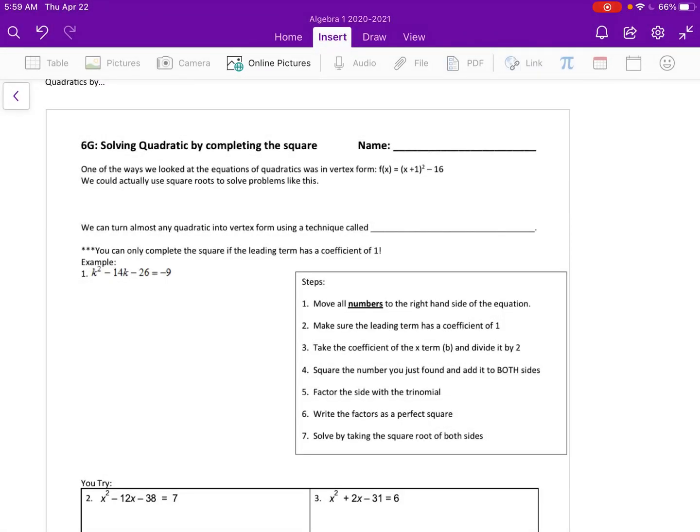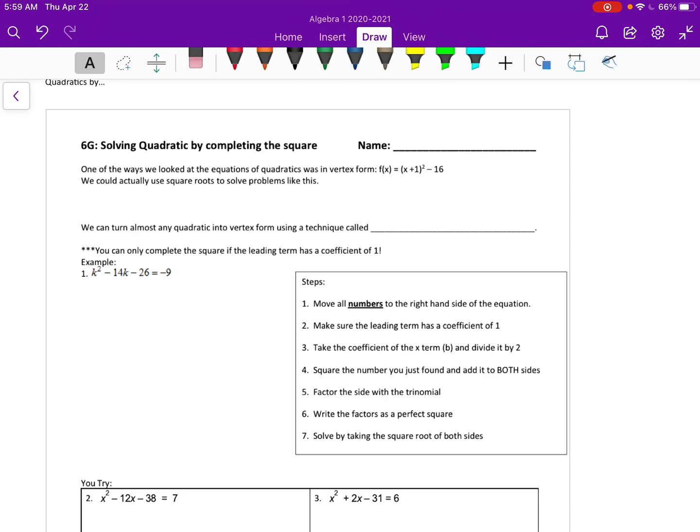All right, guys. Today we're going to learn about our fourth method of solving a quadratic, and that is by completing the square. So, one of the types of ways we looked at the equation of a quadratic was what we called vertex form, right? And that's what this is right up top. This is vertex form. And if you remember, we liked it when we were graphing because it has the vertex as numbers as part of the equation, right?